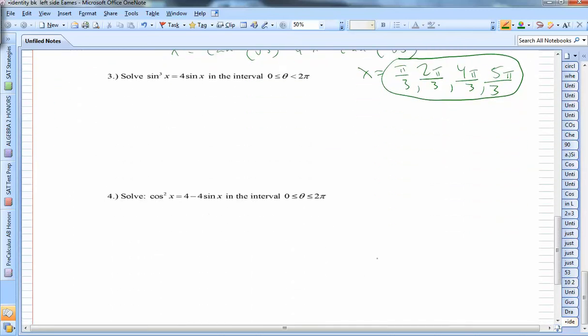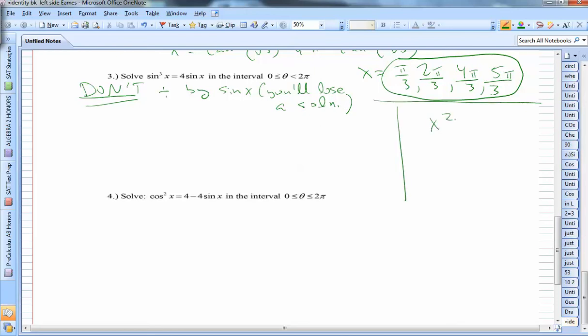Okay, on to number 3. So again, you want to isolate x, but let me caution you. Don't divide by sine x. If you do, you'll lose a solution. And here's the reason why.